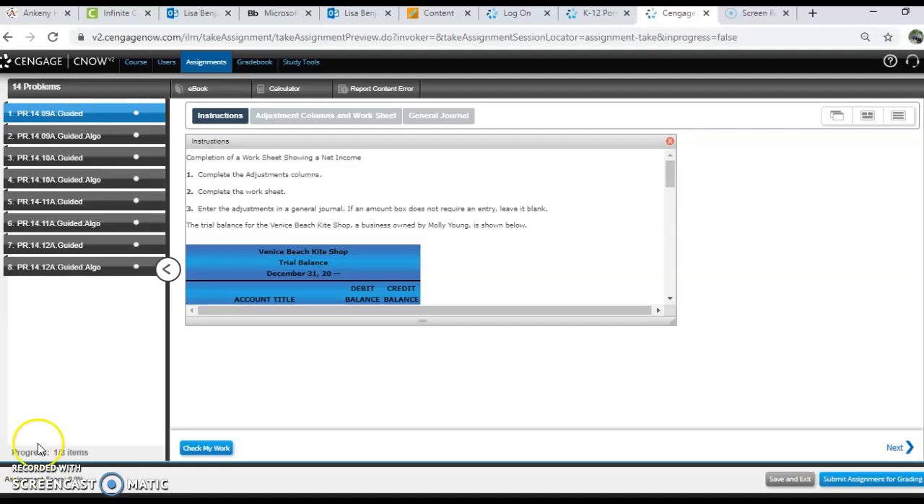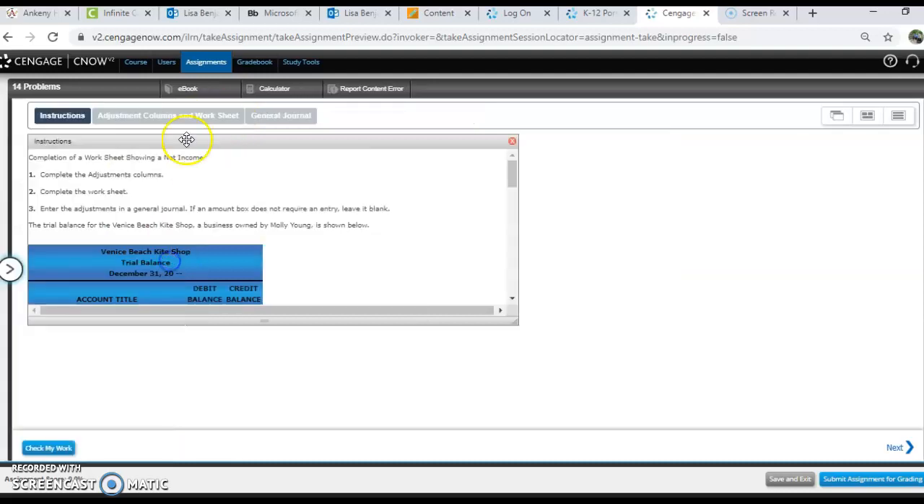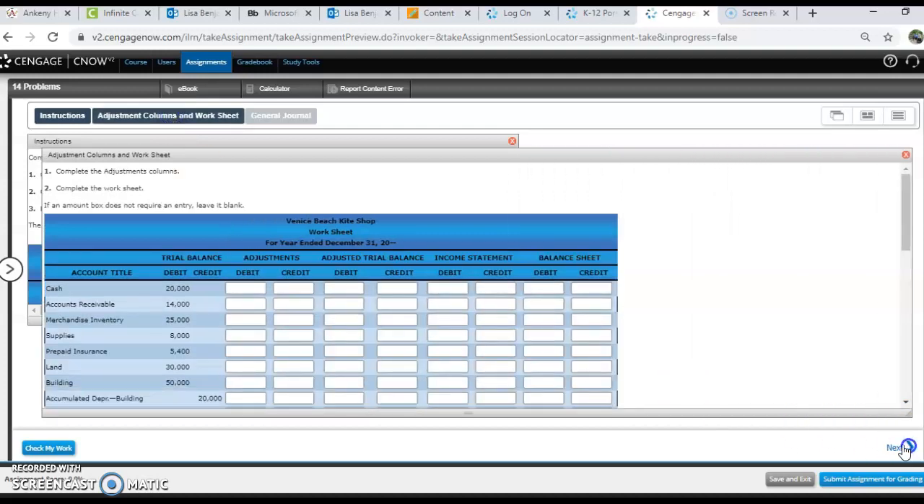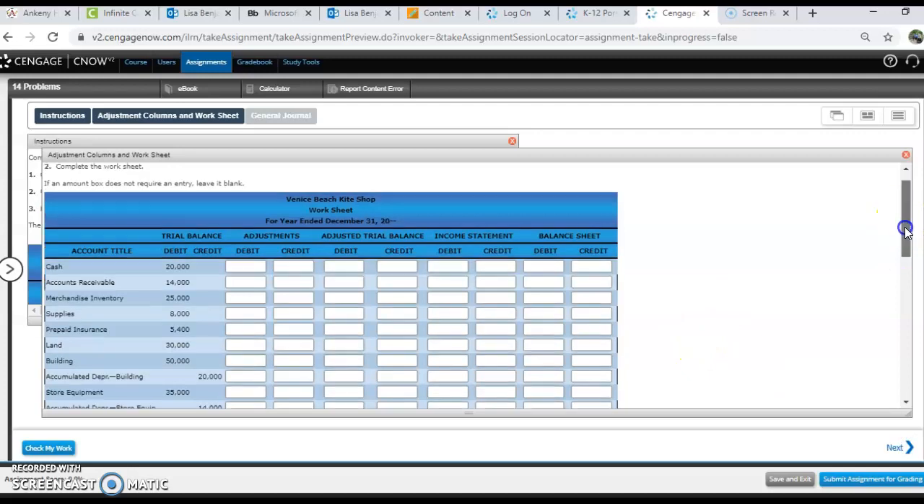This first problem, we're going to be doing a worksheet with a net income. I'm going to go ahead and make this a little bit bigger and close out the instructions, but you can follow along with your directions or page 549 in the text. And we're going to start by completing the adjustment columns of the worksheet, which is really probably the hardest part of doing the worksheet.